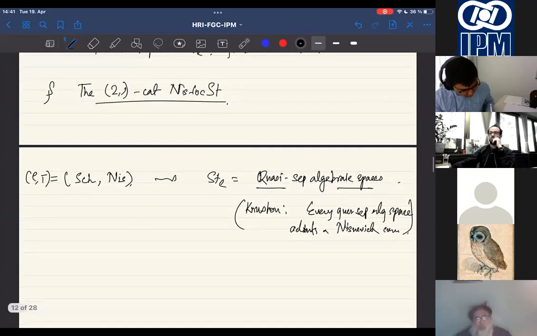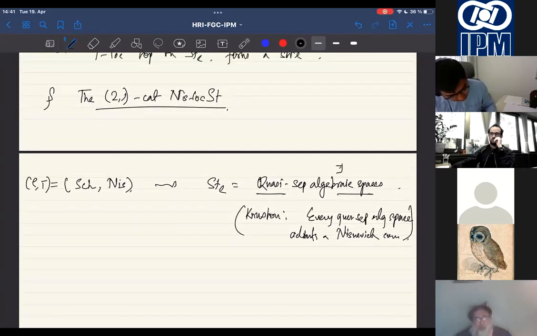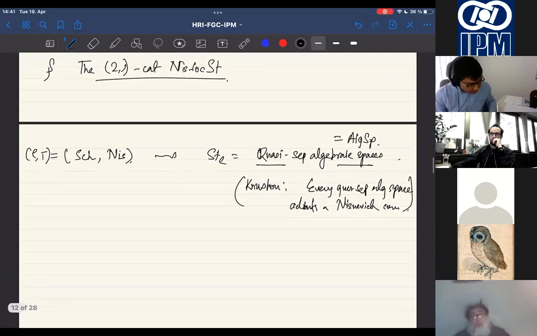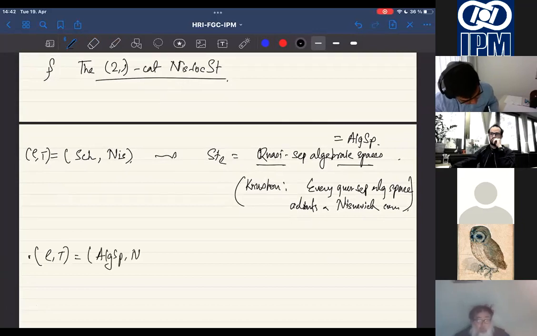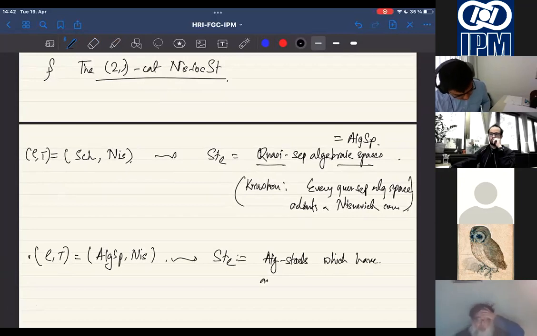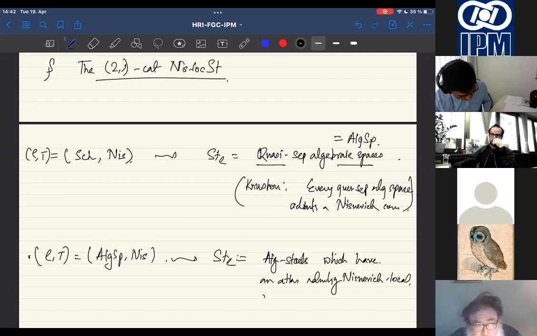So let us denote this category to be algebraic spaces. Now I start with C, tau to be algebraic spaces, and I consider the Nisnevich topology there. Now I consider STC to be all such algebraic stacks which have an atlas admitting Nisnevich local sections.